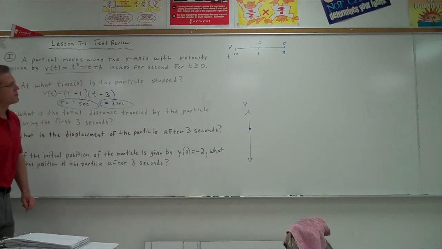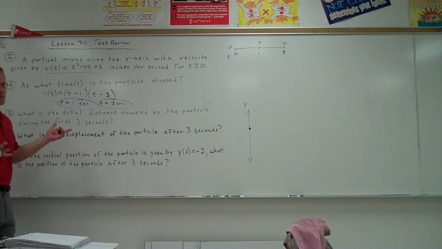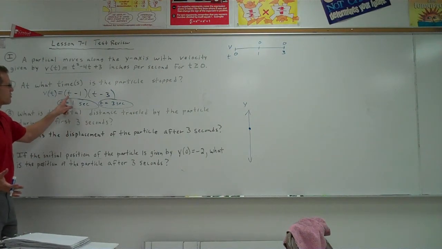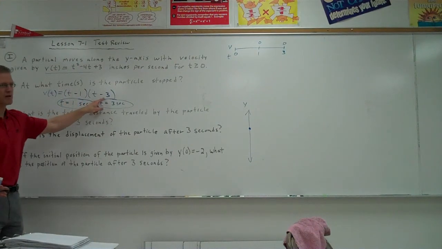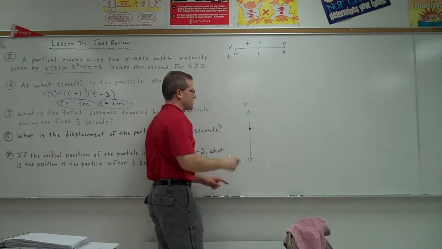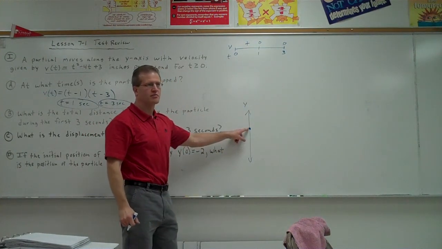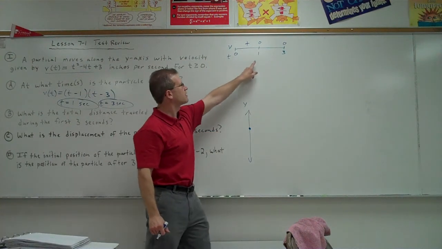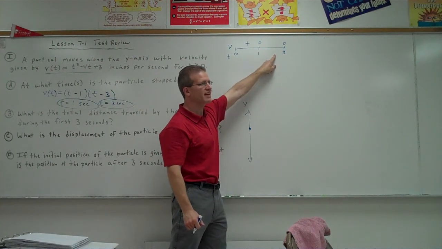So let's plug a number in between 0 and 1, like a half, or 0.5. If you plug 0.5 in here, you get what type of a number right here? Negative. Here you get a what? Negative. Negative times negative is a positive. So during that first second, the velocity is positive. That means the particle is moving which direction? Up. Yep.